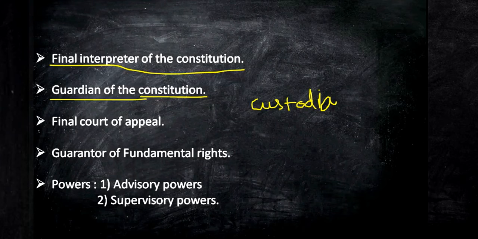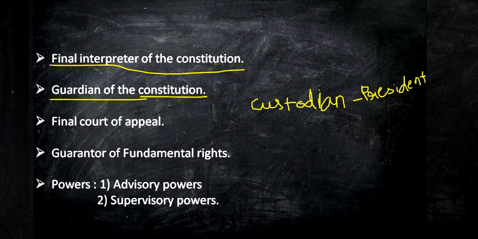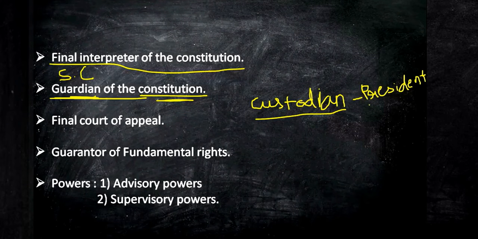I am explaining this because there was a question in the preliminary examination about who is the guardian of the Constitution. The custodian of the Constitution is none other than the President of India. Is it clear? Let me explain the difference. A guardian means that person who guards, or that body which guards. So guardian means a particular body which is protecting something. Whereas the President of India is the custodian of our Constitution.